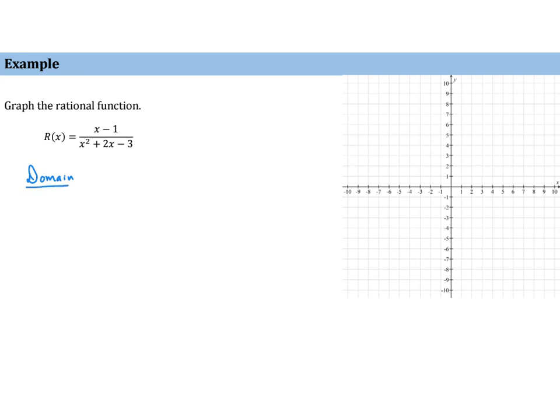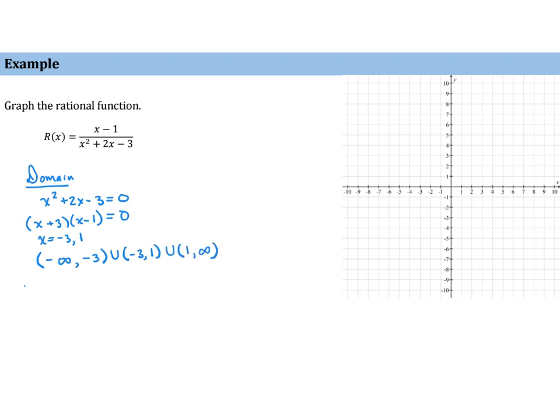So we set the denominator, x squared plus 2x minus 3, equal to 0. Let's factor that. We have (x plus 3)(x minus 1). And so that yields x equals negative 3, positive 1. So we exclude those values. So the domain is negative infinity to negative 3, union negative 3 to 1, union 1 to infinity.